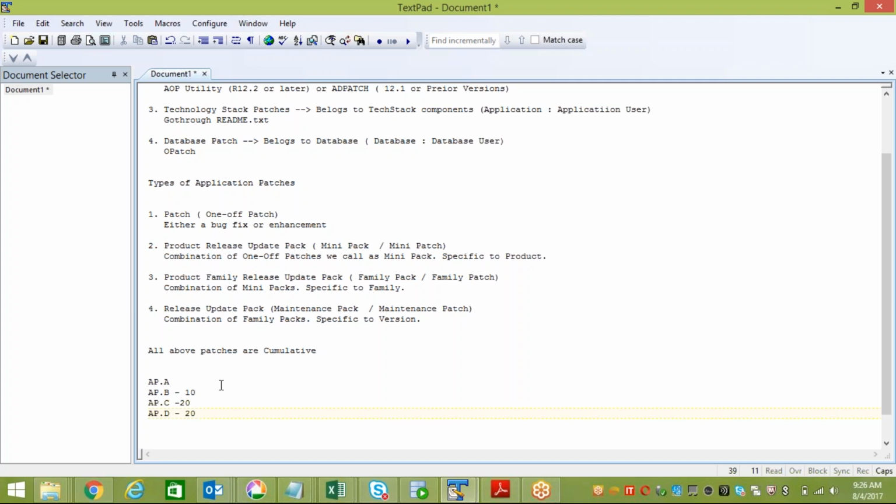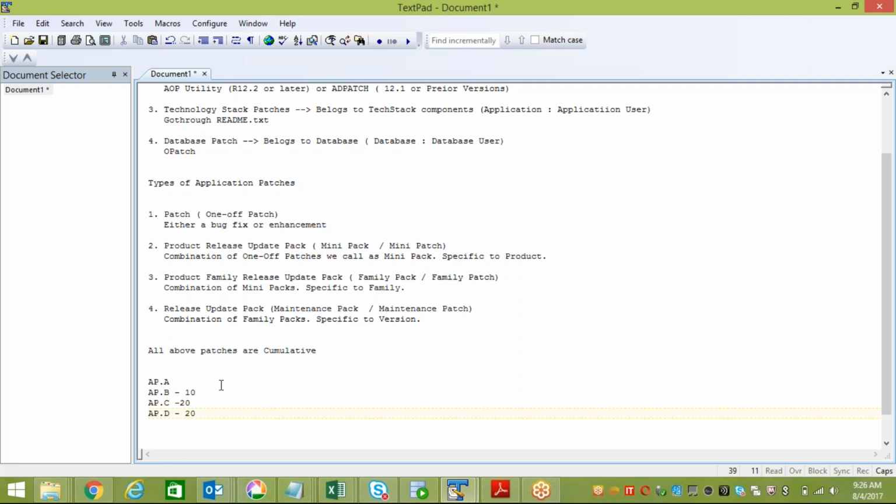If you go with the ap.c, along with the B, whatever patches have been introduced, plus along with the C, whatever patches are introduced, that list, totally 30 patches you will be getting. So that's called cumulative basically. When you are applying the latest, you would be getting the previous version features also. That's the beauty of the AD patch utility.